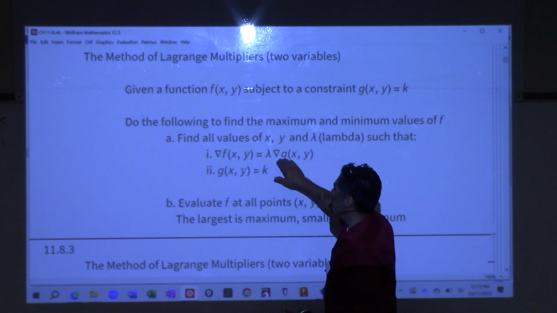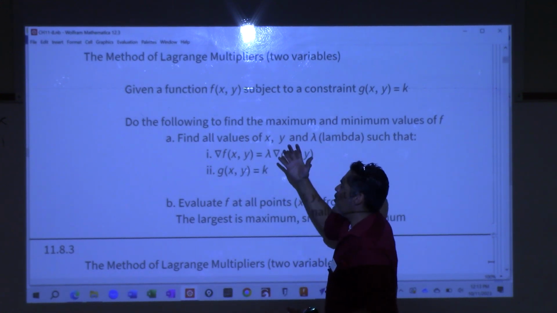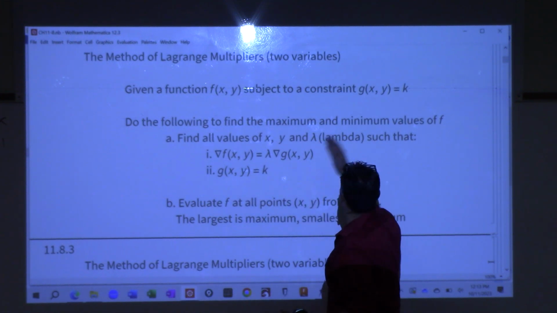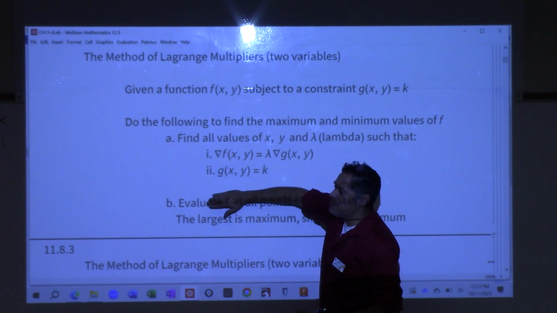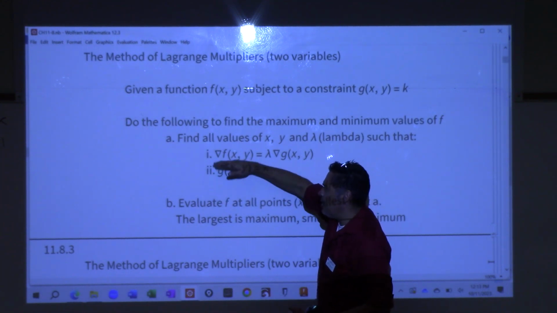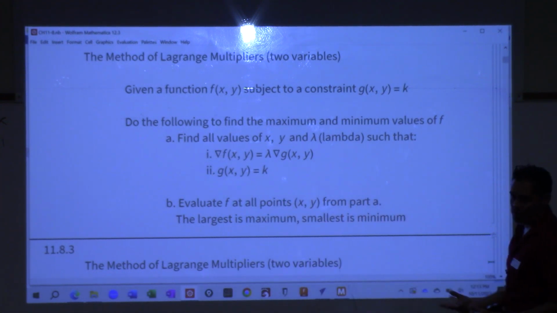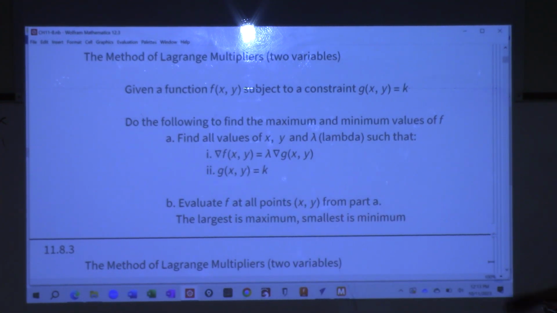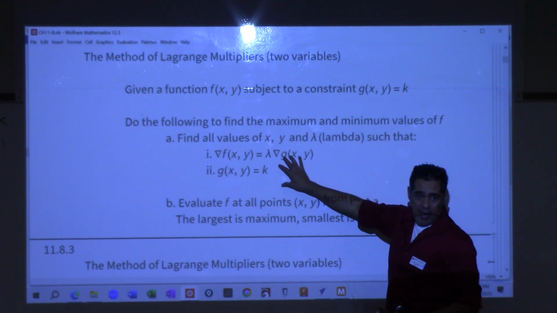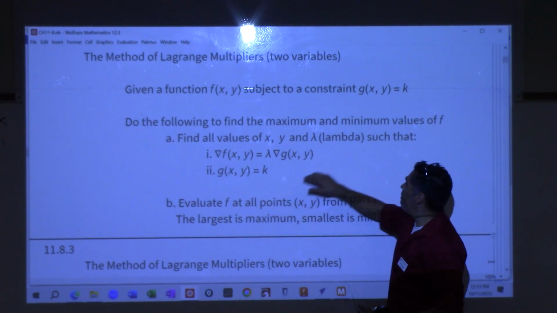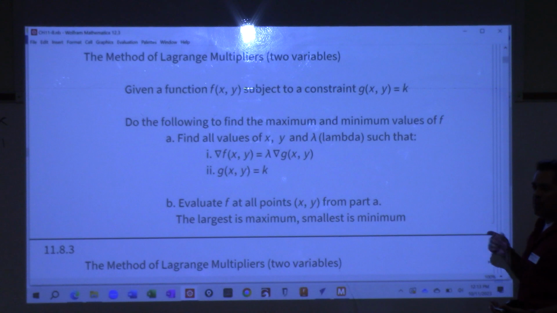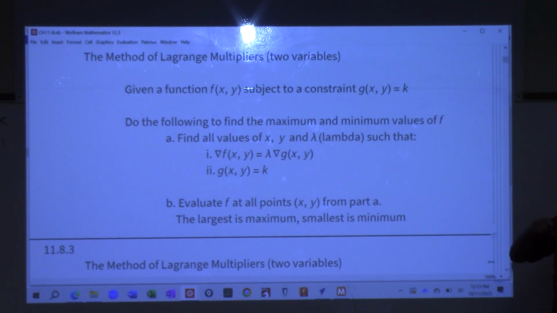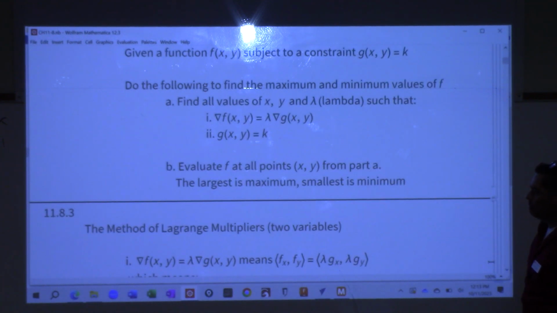And then not only does that need to be true, the gradients have to be parallel, but of course the x, y, and lambda you use has to satisfy this equation. Like if you find an x and y that makes the top one true, but it doesn't make that true, then it doesn't work. The x, y, and lambda have to satisfy both equations simultaneously. Once we figure out the x, y, and lambda that make these true, there might be more than one answer. We have to evaluate our original function at those points, and then we just look at them and say, oh, that's the biggest one, that's the smallest one, okay? And that's it. That's all we do. That's the procedure.